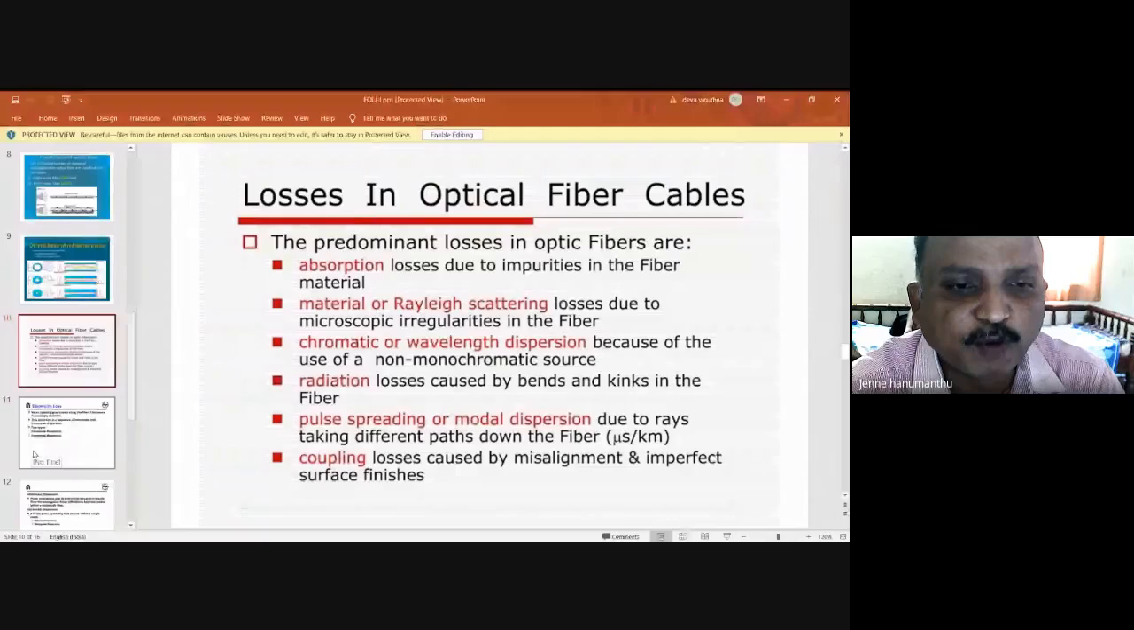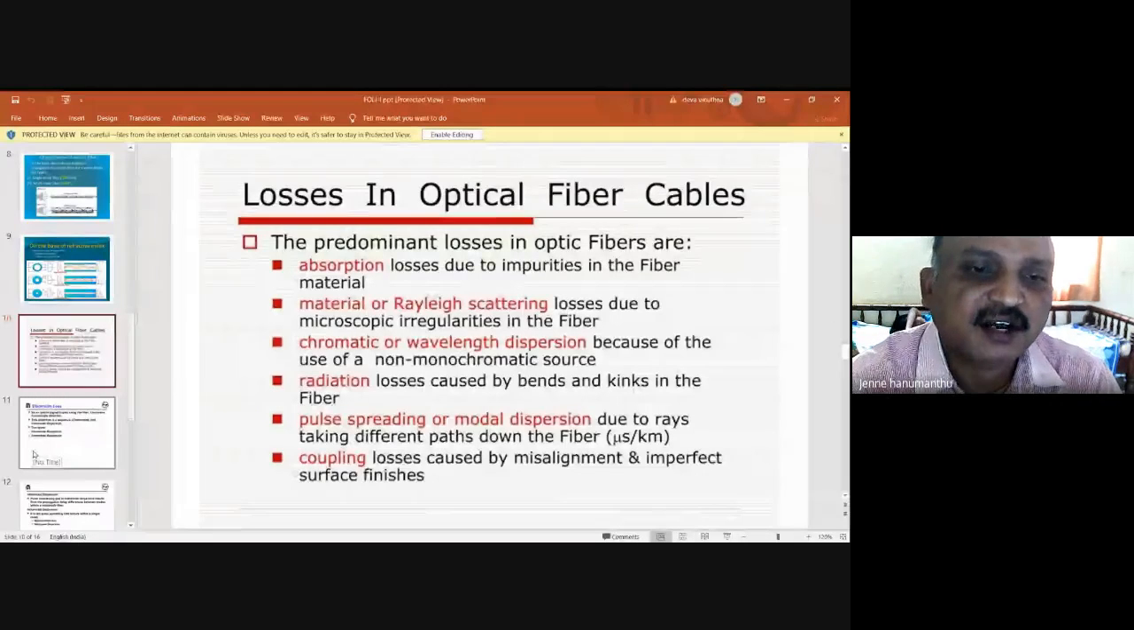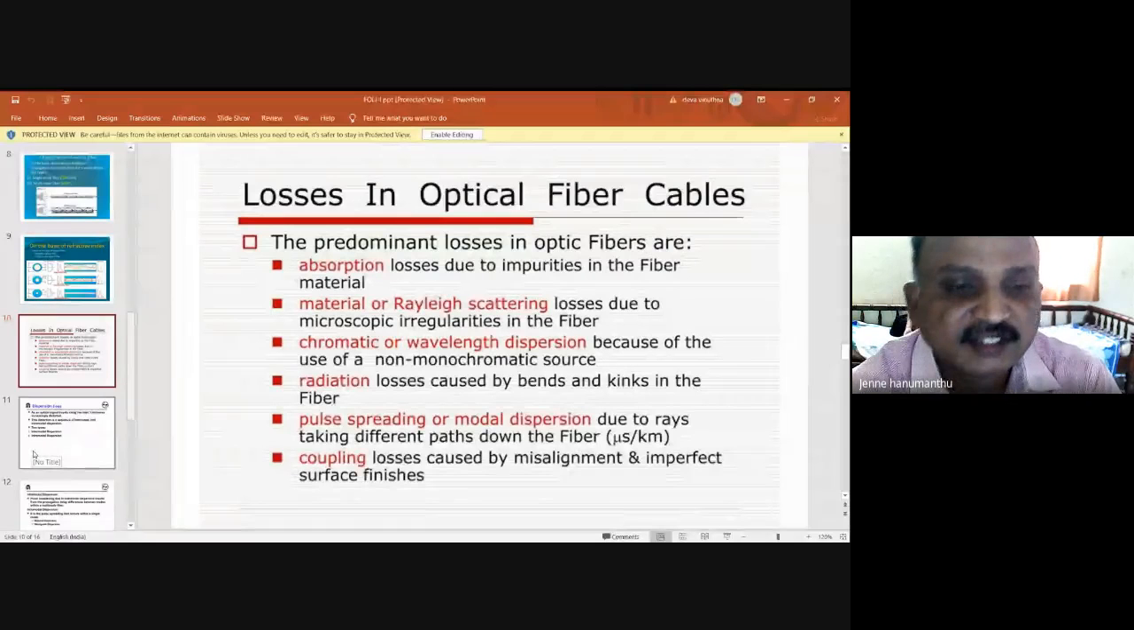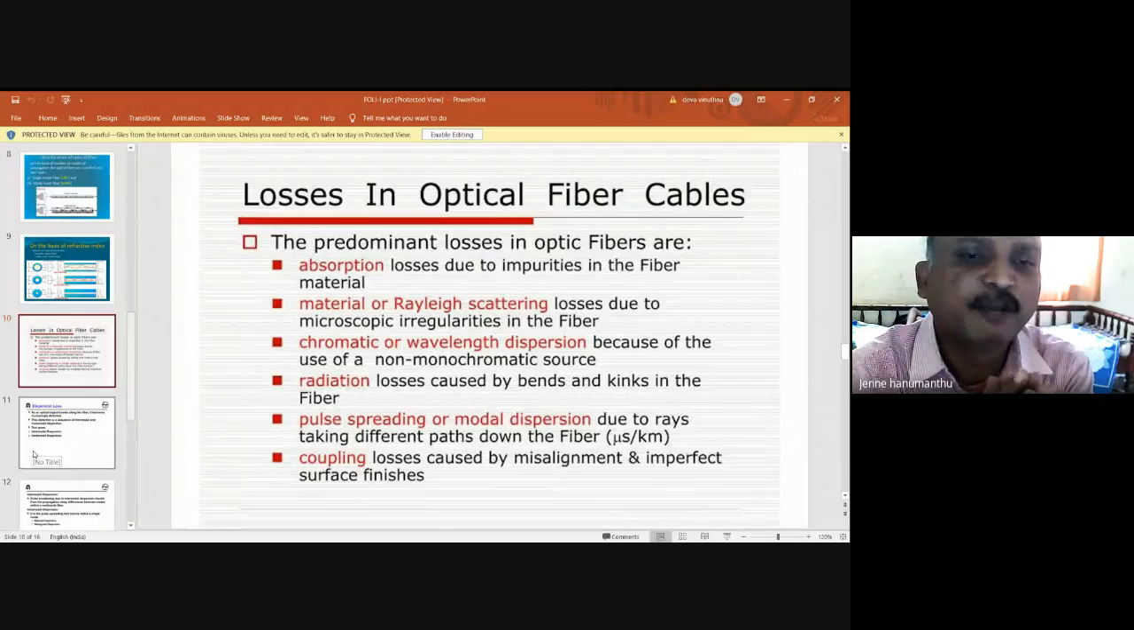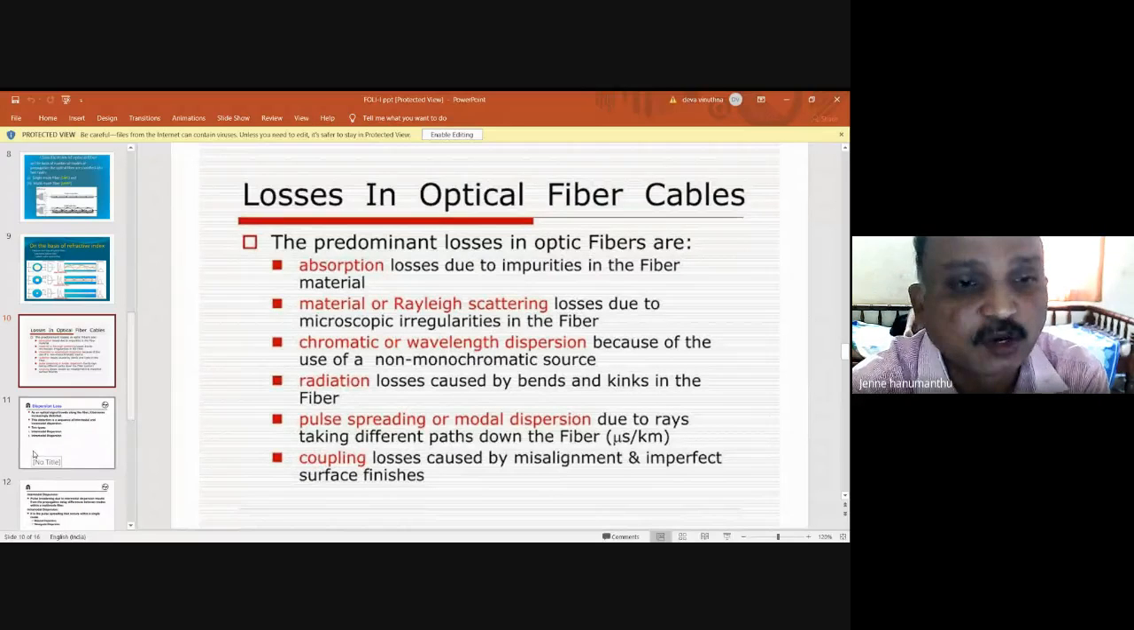So when the light propagates in different ways, in one of the ways the light may be delayed relative to the others, measured in microseconds per kilometer. When the light is delayed, at the end you cannot expect the same width of the pulse. The width of the pulse is going to be changed. That is called dispersion.